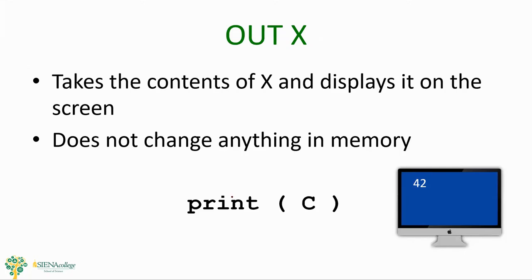The out command is similar to the print. It takes the contents of X and displays it on the screen. The out command does not change anything. So if we had the instruction out 102, and 102 was address C, it would be the equivalent of print C.